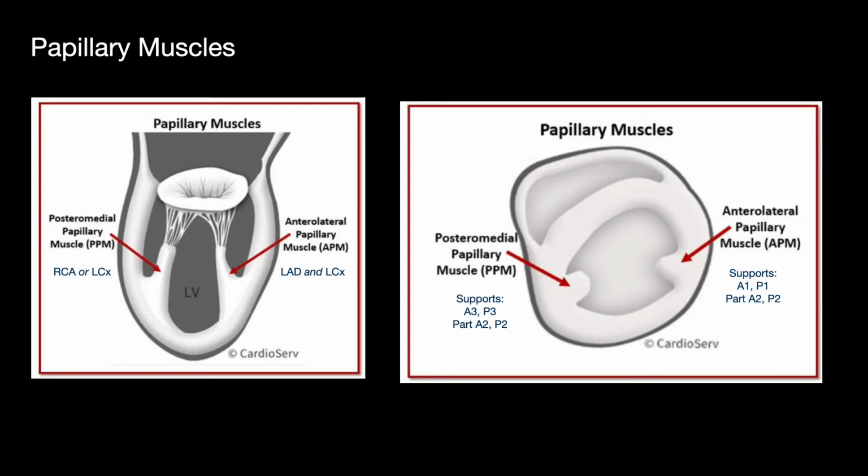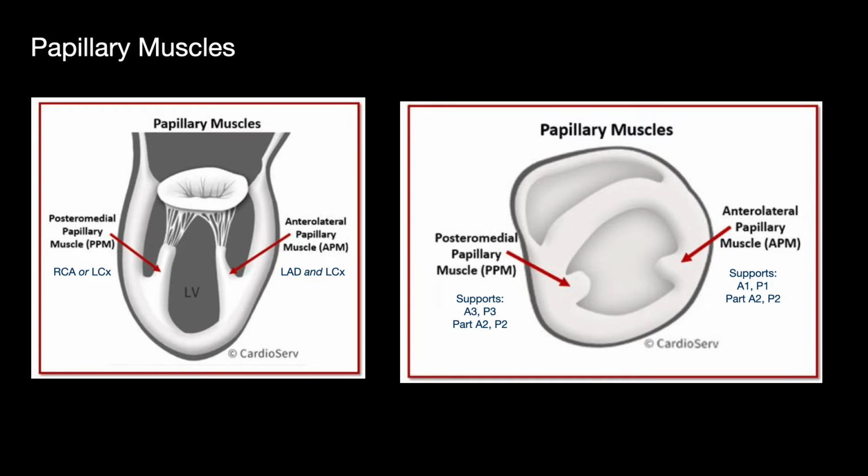The papillary muscles are large trabeculated muscles that branch from the LV, connecting the chordae to the mitral leaflets. There are two. The first is the anterolateral papillary muscle. This supports A1 and P1 on the mitral valve leaflets and also part of A2 and P2.